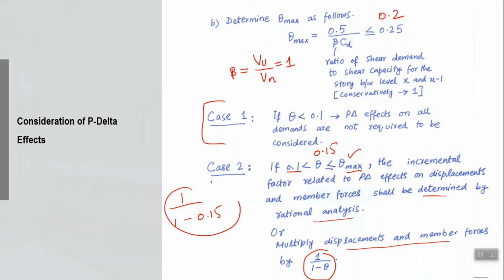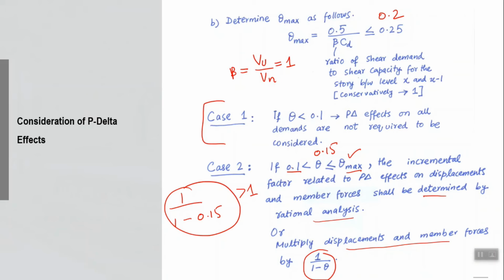That amplification factor, obviously, will be greater than 1. You multiply all the displacement and member forces by that factor, amplifying them to account for the P delta effect, right? Alternatively, you can use some rational analysis also, some analysis procedure which can explicitly calculate second order moments or explicitly account for P delta analysis, right?